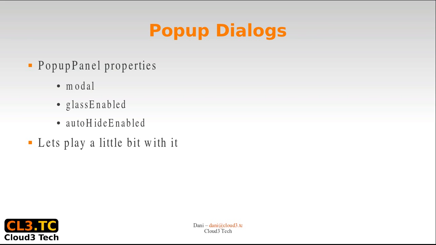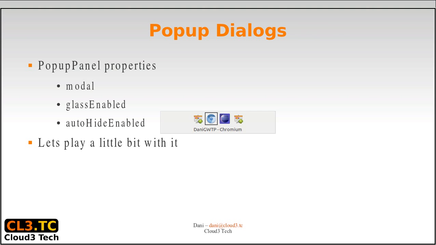The glass enabled makes it more clear that you are using a modal pop-up, because it makes the background behind the pop-up shady, a little bit darker than usual. And with auto hide enabled, if the user clicks anywhere outside that pop-up dialog, the pop-up dialog will close. Let's play with it a little bit.